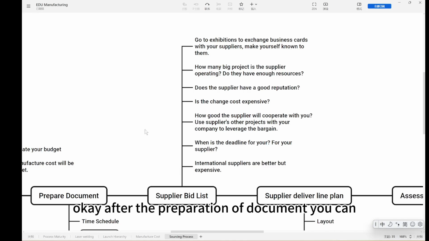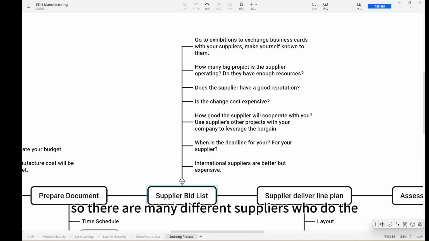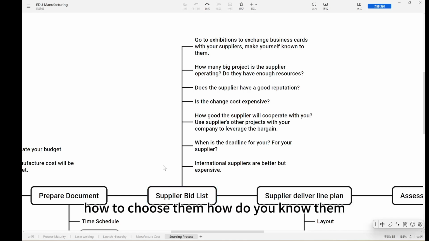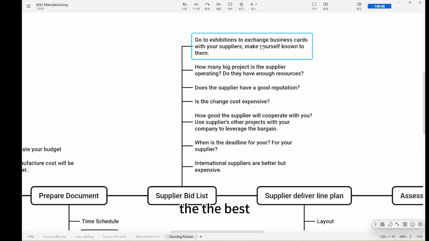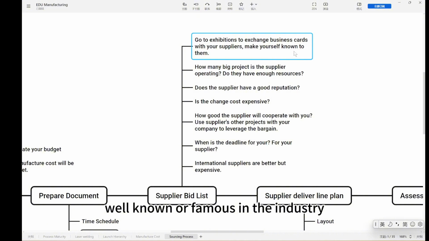Okay, after the preparation of the documents, go to the bid. You can go to the supplier bid list. There are many different suppliers who do non-standard machines or non-standard product lines. How do you choose them? How do you know them? The best way is to go to the exhibitions, then exchange business cards with the suppliers. Make yourself well known or famous in the industry. Make friends with the bosses of your suppliers, and then you will have a good reputation in the circle.